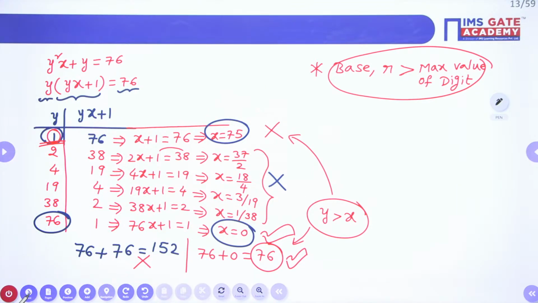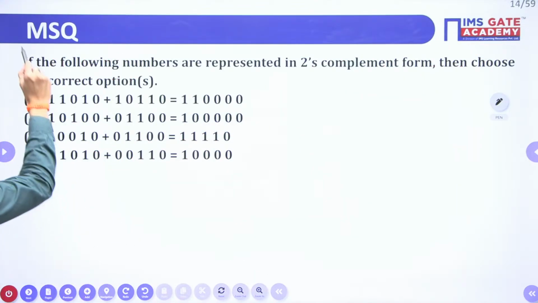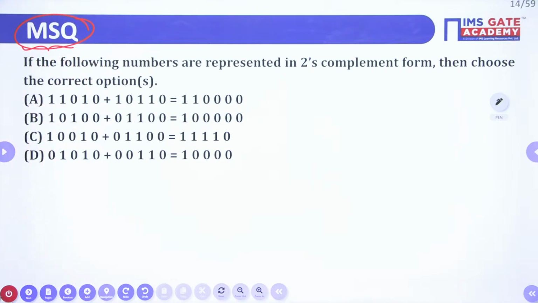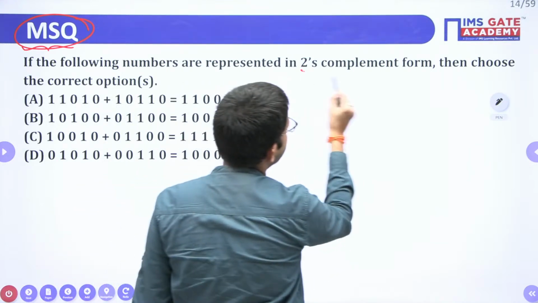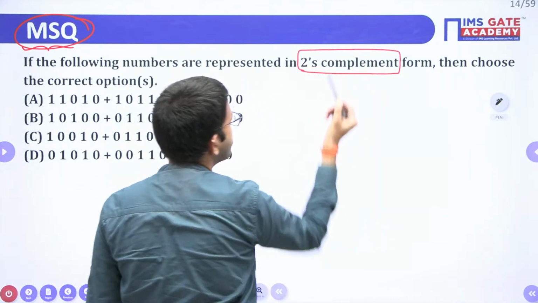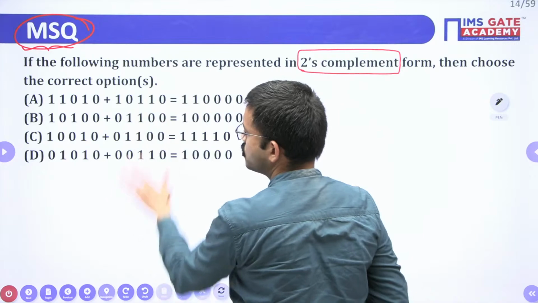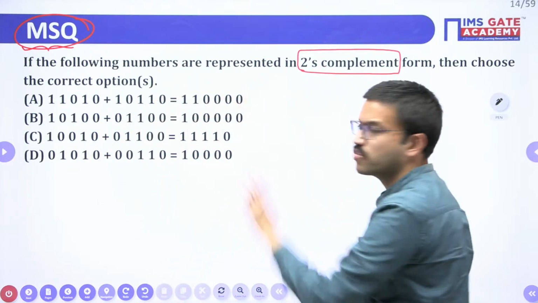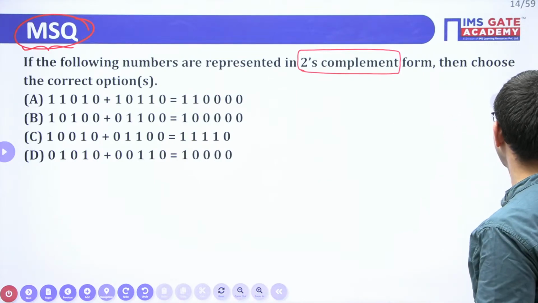Okay, the next question, this is MSQ, either one option or more than one option can be correct. So this is the question related to the 2's complement. All of you give it a try. Here all the numbers they have given in 2's complement form. They have given in all the choices addition operation, and they have given the equivalent. So all of you give it a try.